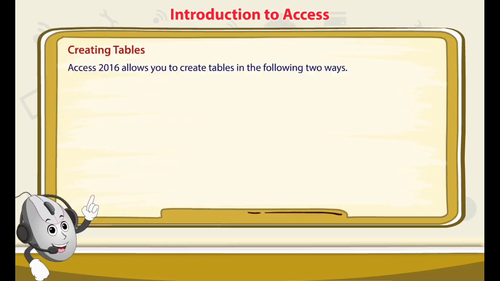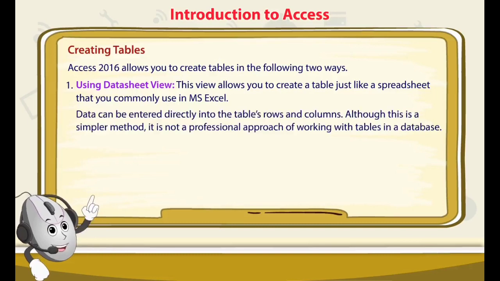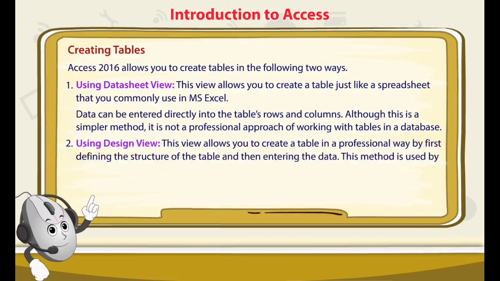Creating tables. Access 2016 allows you to create tables in the following two ways. 1. Using datasheet view. This view allows you to create a table just like a spreadsheet that you commonly use in MS Excel. Data can be entered directly into the table's rows and columns. Although this is a simpler method, it is not a professional approach of working with tables in a database.